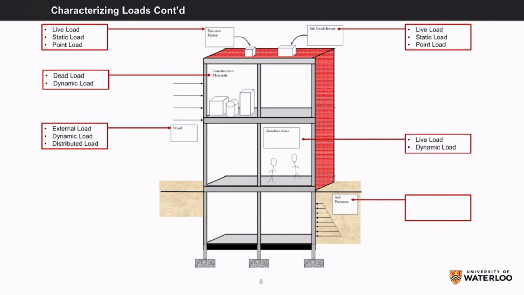The wind is considered an external load, a dynamic load, and a distributed load. The wind is applied evenly from outside the building and is constantly changing with time. The soil pressure is considered a dead load, an external load, and a distributed load since it does not change over the life of the structure, it's not created by body forces, and the load changes along the depth of the soil for the distributed load, respectively.